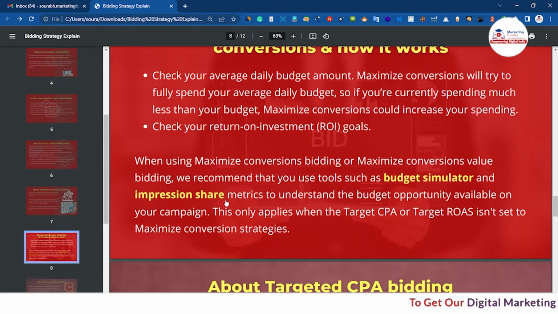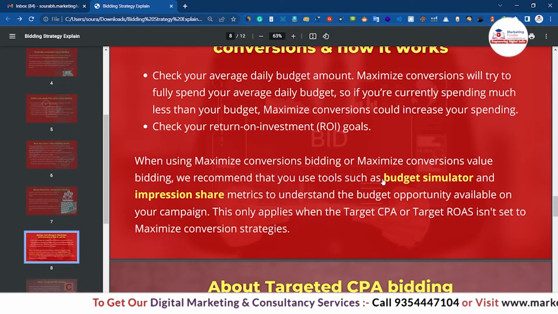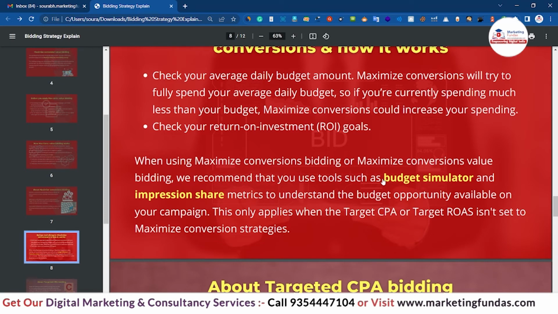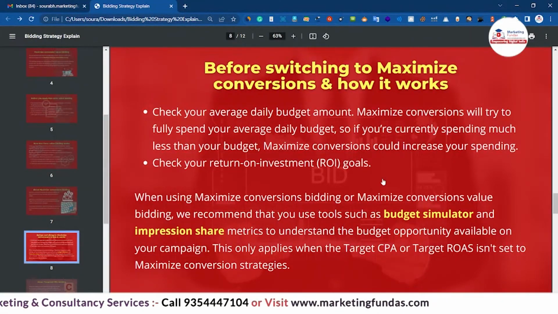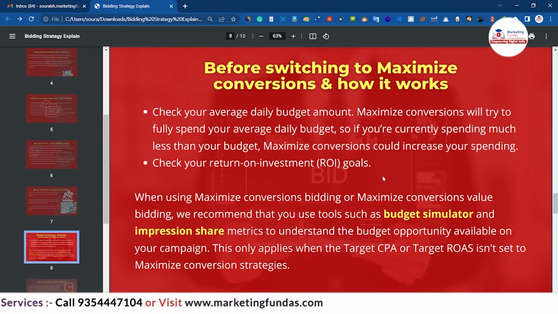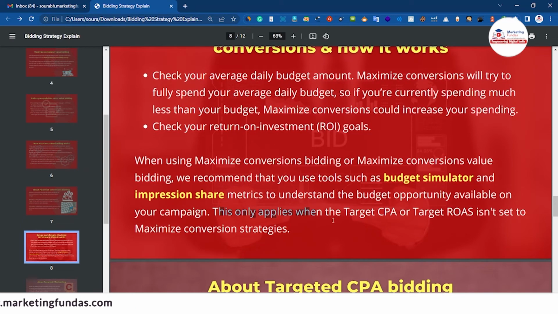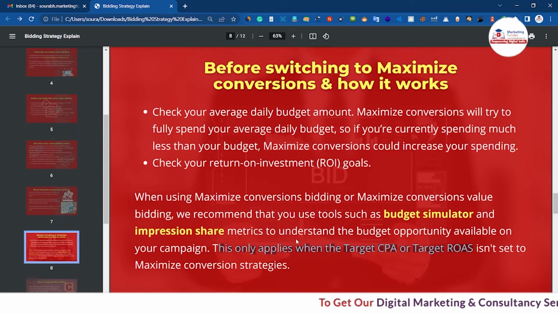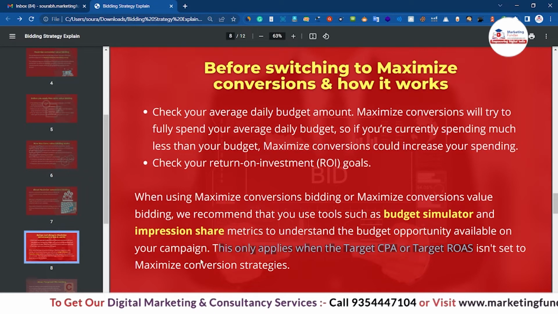You need to keep your eye on these two tools, budget simulator and impression share. These tools will help you to see whether these bidding strategies are working for you or not. Now, this only applies when target CPA or target ROAS isn't set for maximize conversion strategies. I think you got the point, right?